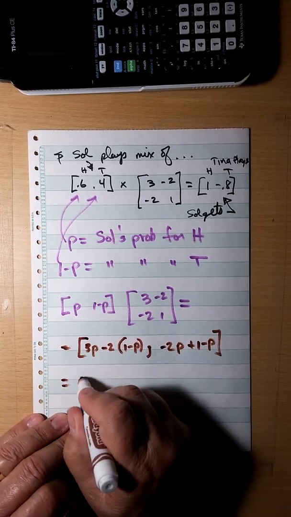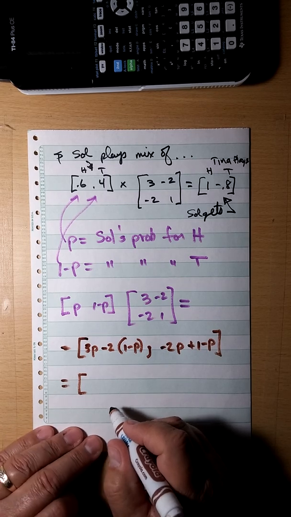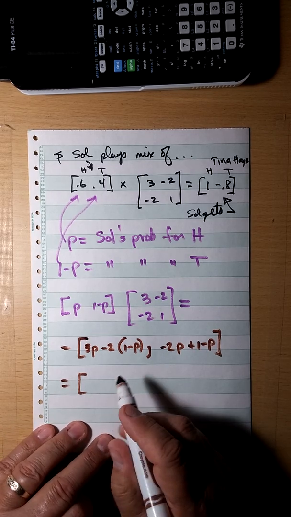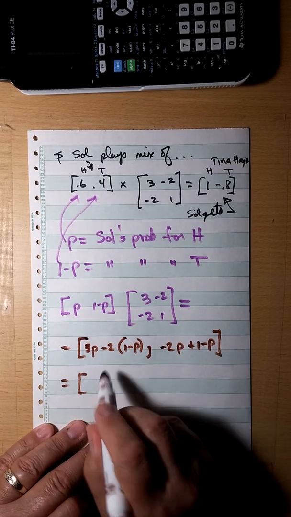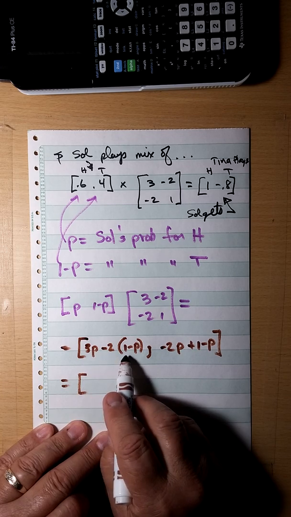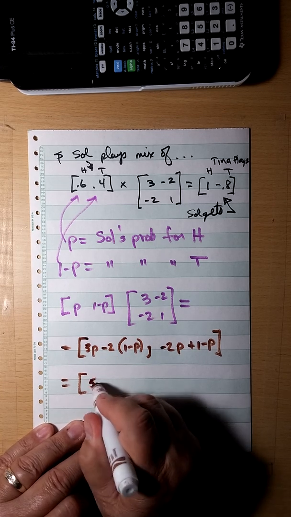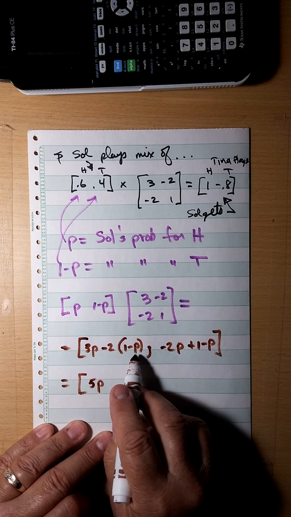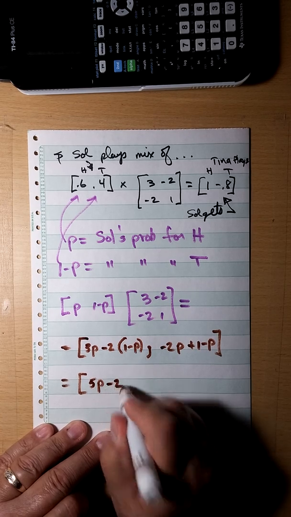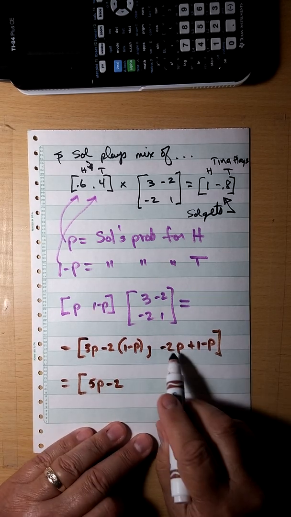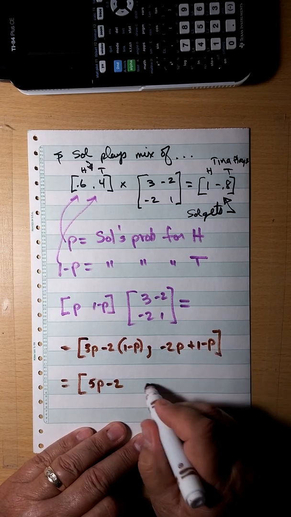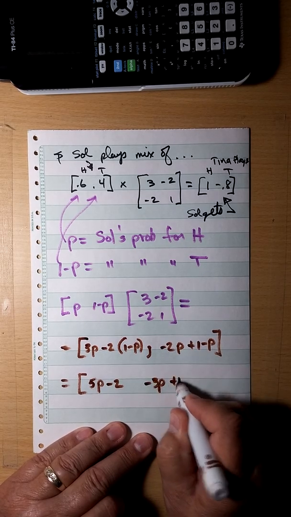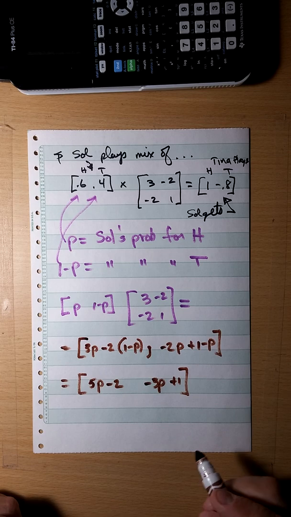Okay. Let's make this a little nicer. So we get 3P minus 2 plus 2P. So this is 5P minus 2. And this is a 2P and a negative, so this is -3P plus 1.